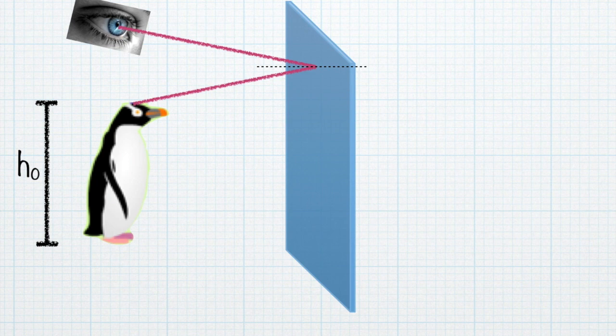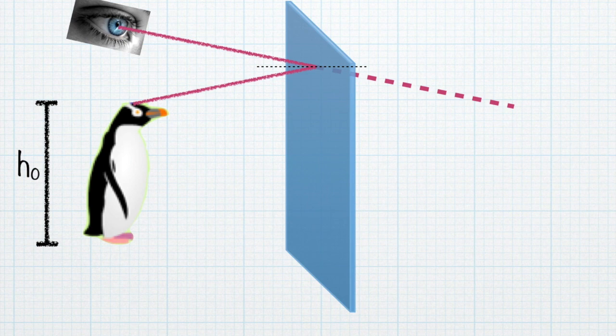And your eye is going to assume that light travels in straight lines. So your brain is going to say, I think the light came from behind the mirror along this straight line. Your brain kind of draws that dashed line behind the mirror. Now this is all to see the top of the penguin's head.